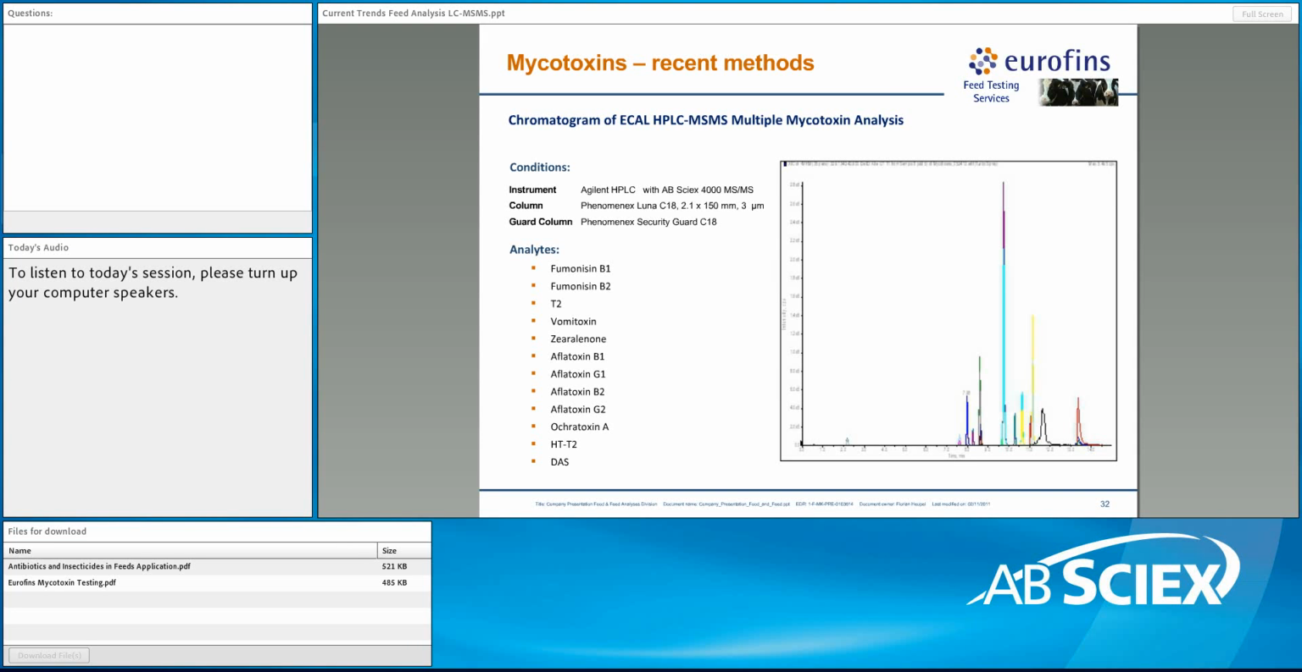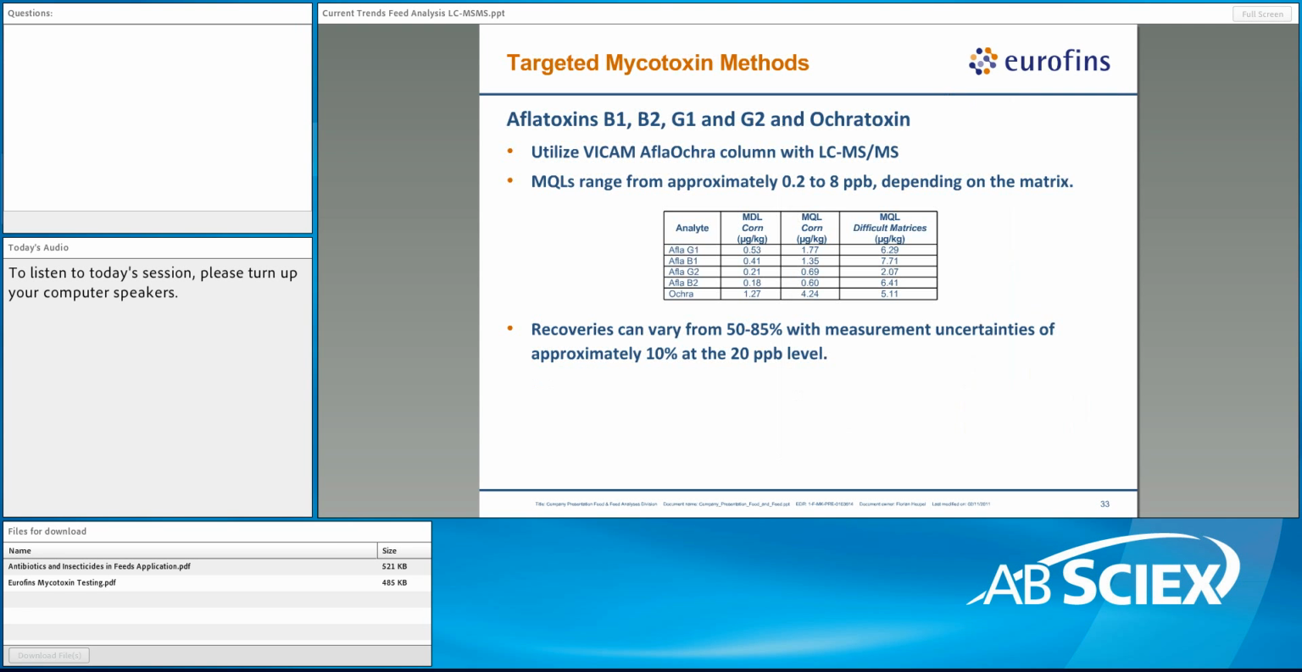This is a chromatogram that we produced in our laboratory with very similar conditions, only we used a Phenomenex Luna C18 UPLC column with a Security Guard C18 column. The analytes are listed here. All of these can be done in a single run. And the chromatography is quite nice.